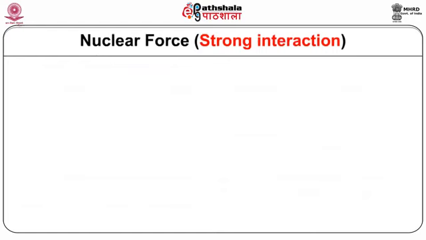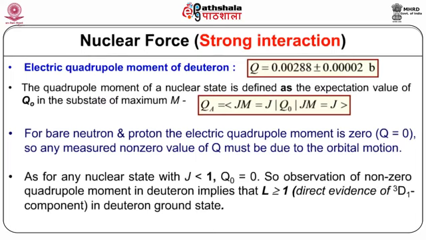Nuclear force, strong interaction. In the previous slide, we have seen that the deuteron ground state is made up of L equal to 0 and L equal to 2 components. Now in this slide, we are going to study the situation with the electric quadrupole moment. The measured value is Q equal to 0.00288 plus or minus 0.00002 barn. We must remember that the presence of a quadrupole moment for the deuteron indicates that the deuteron is deformed in the ground state.